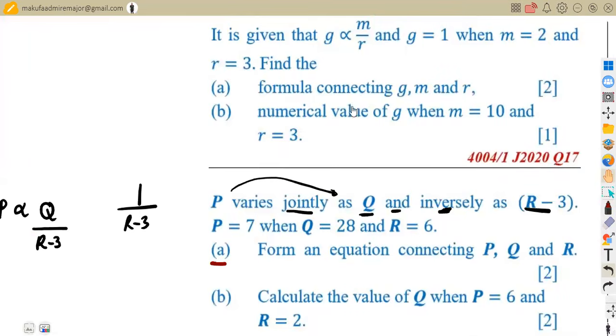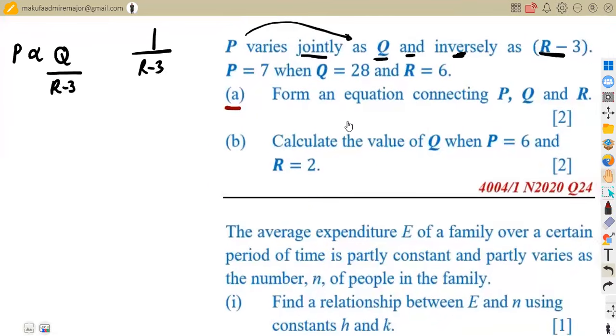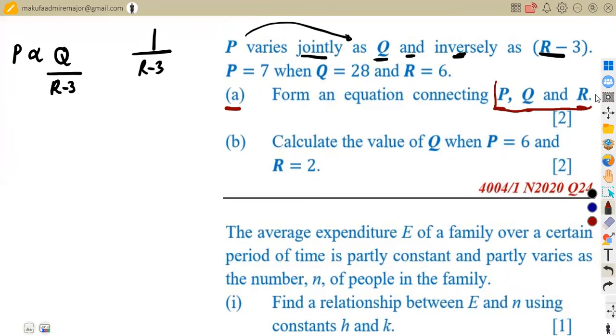Find the formula connecting. Now they are saying form an equation. One and the same thing. Form an equation connecting P, Q, and R. Take note of the letters that are mentioned here. These are the ones that you are supposed to see in your answer. So remember, we are supposed to have this as P.